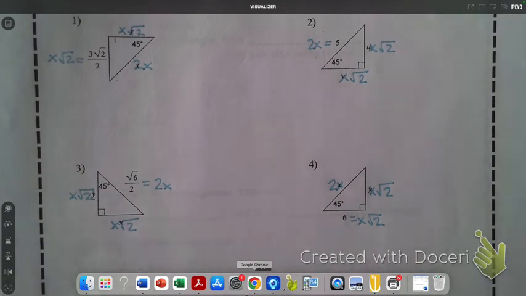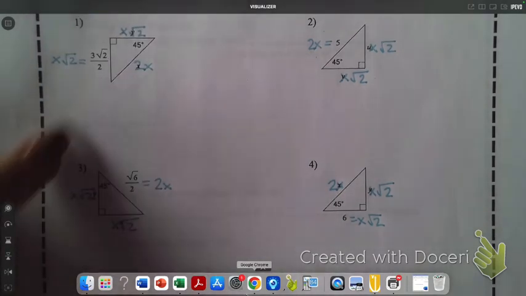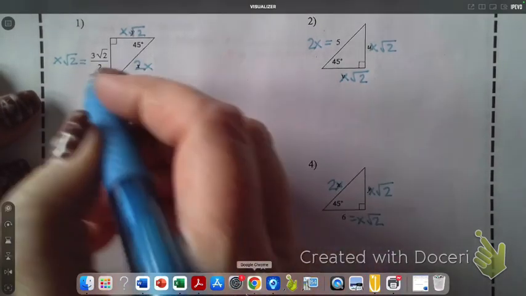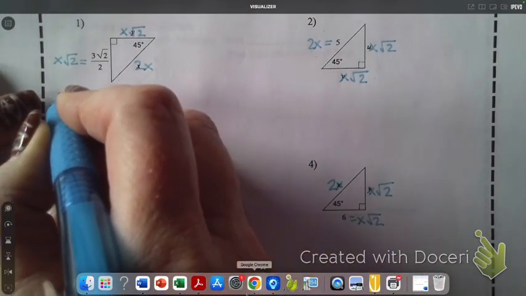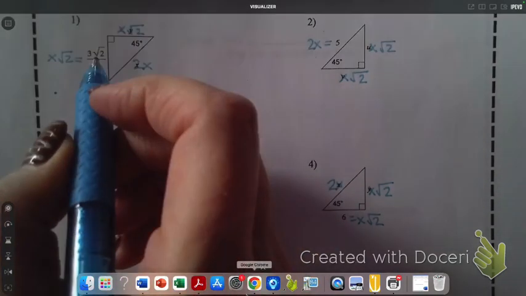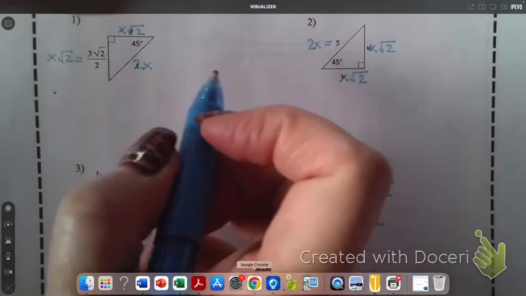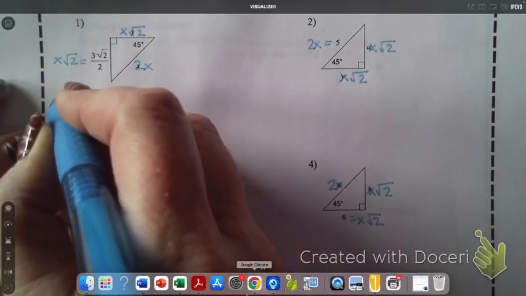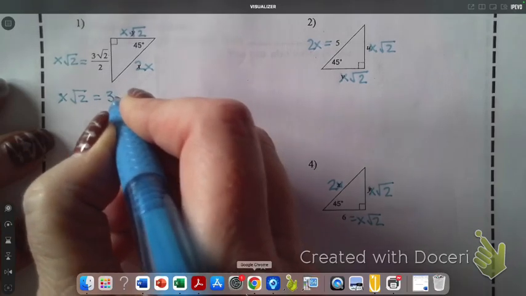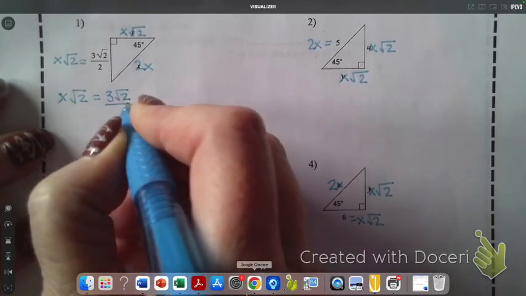Did everyone get them labeled correctly? Okay. So this first one might be a doozy to do, huh? Well, I just made that x. If you did, that's fine, that's great because it works that way. But I'm going to do it this way just so you guys can see it. So I have x square root of 2 equals 3 square root of 2 over 2. Yes?